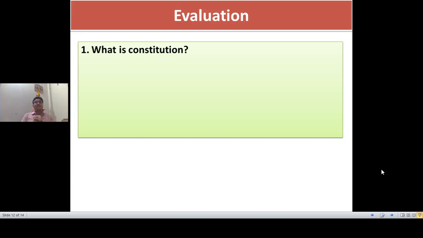Basically, constitution is the supreme law of a state. By the constitution, we can know the relationship between the state and the common people. And constitution is the supreme law by which a state runs. So this is the definition of constitution.